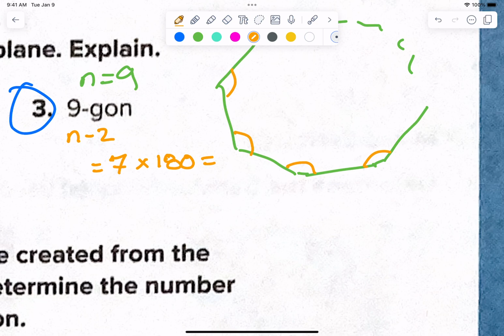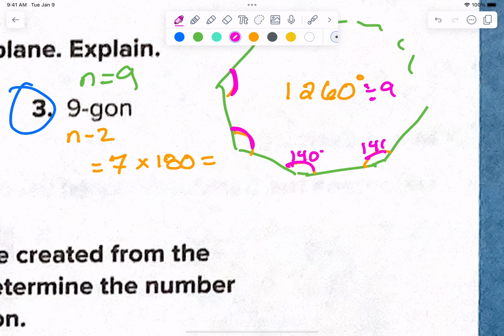What is it? 1,260. 1260, okay? So what is each one of them? So divide by 9, because there's 9 total. 140, okay? Each one of these angles is 140.